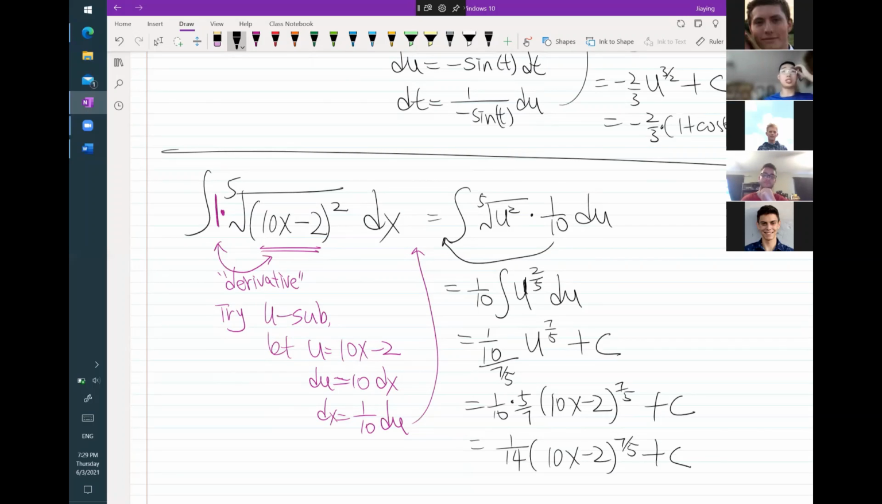I just want to use this example to show you that when you need to integrate something and you feel like you don't know what to do at this point, you try u-substitution. Take one part of it, set it equal to u, and see if that helps. You might have to try different parts.